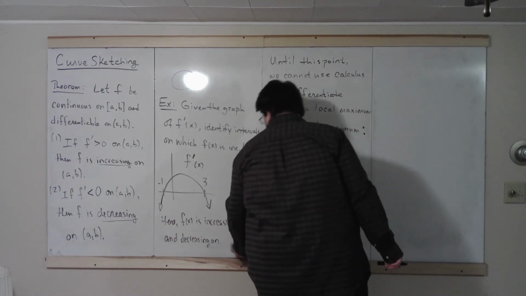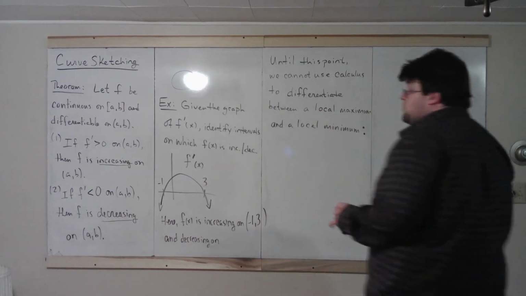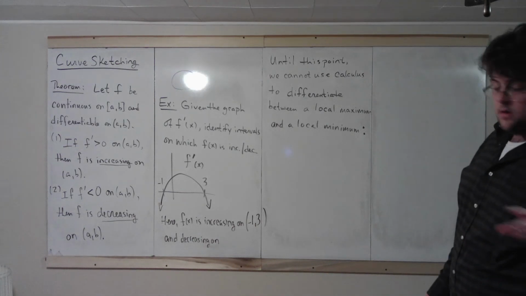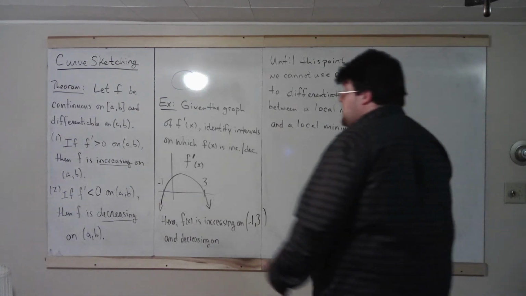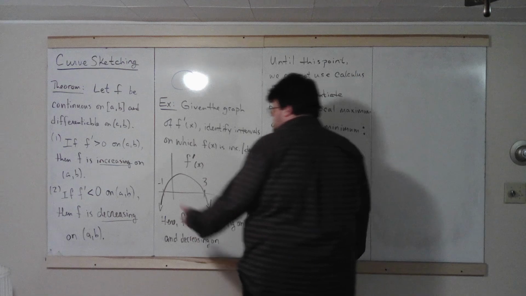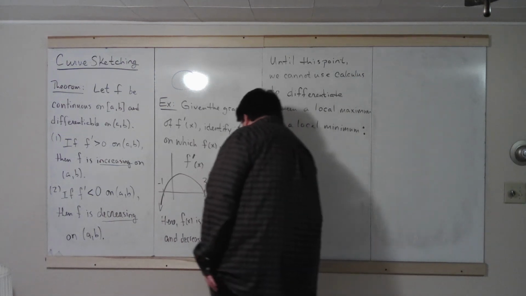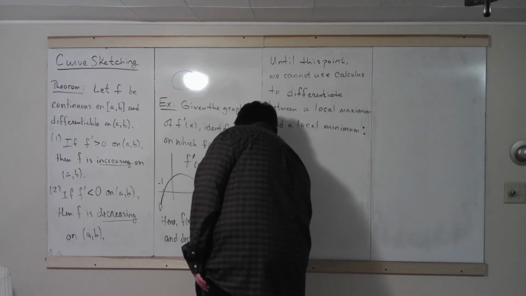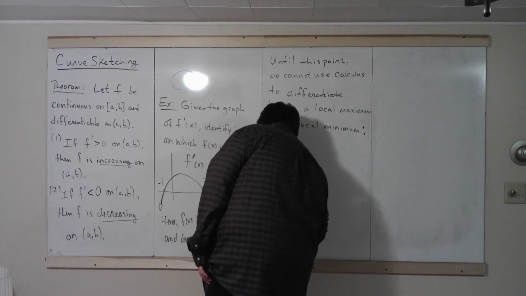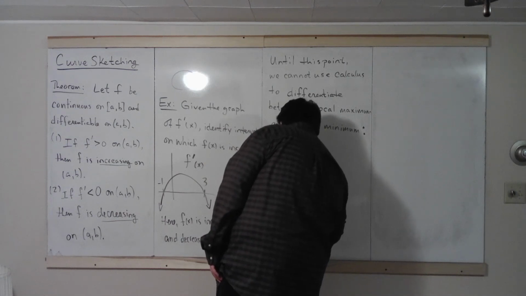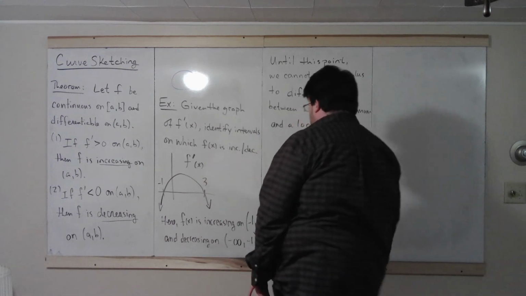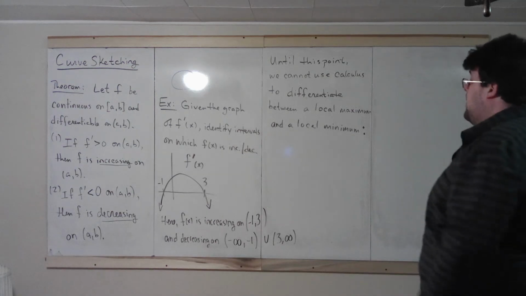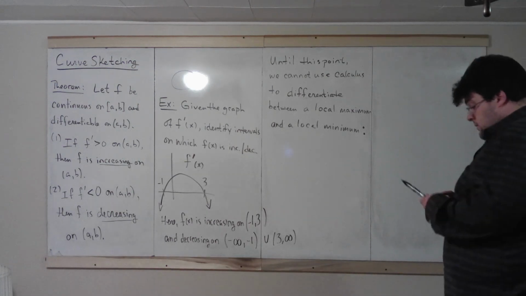It's decreasing wherever the first derivative is negative, according to part 2 over there. Where the first derivative is negative, the original is decreasing. It's negative over here and over here. So it's decreasing on negative infinity up until negative 1, together with 3 on to infinity. Well, maybe I should say on to infinity. Up to infinity would imply it stops, I think.